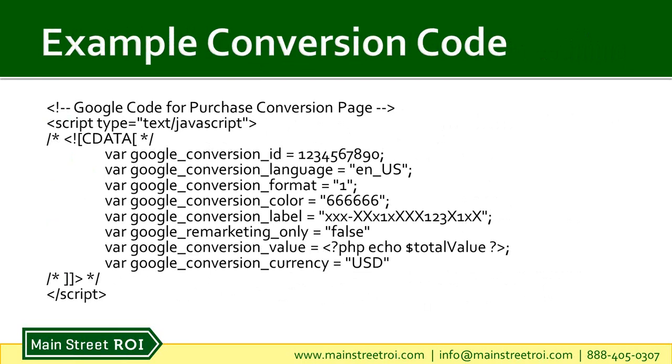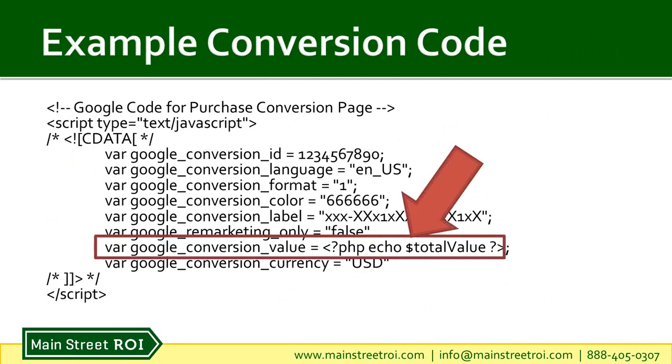And here's what that code will look like. I have a big arrow there pointing to the variable. It's called Google conversion value. That's where you need to have your shopping cart dynamically put the value of the order. If that looks a little funky, that code is called PHP code. A lot of websites are built on PHP. That's why I used that.